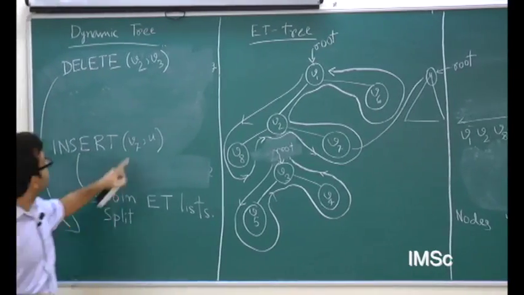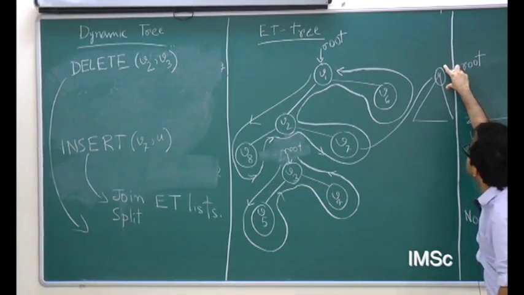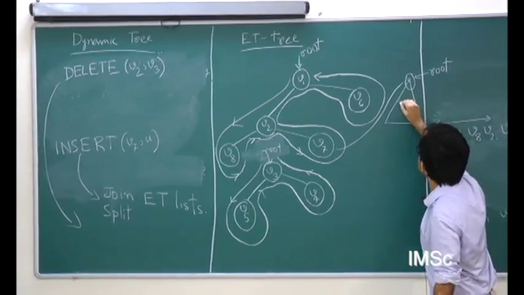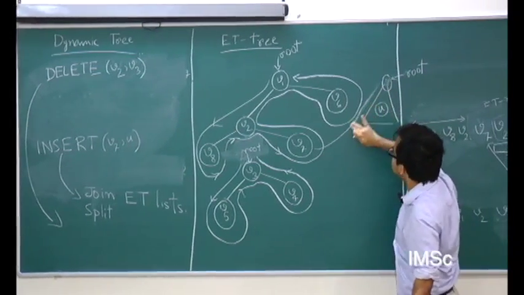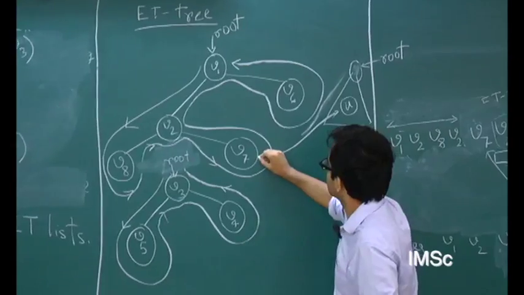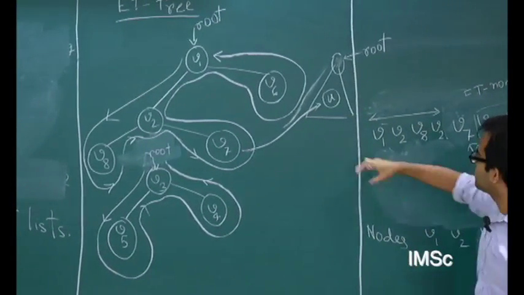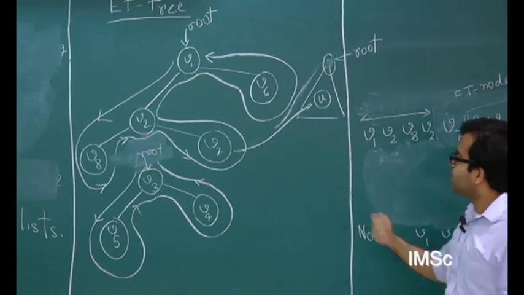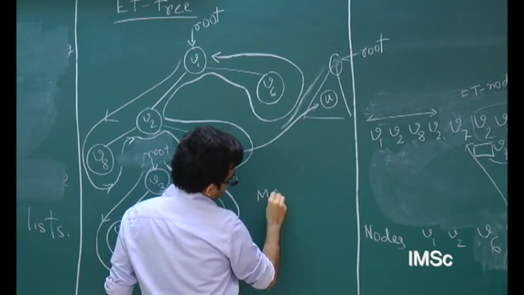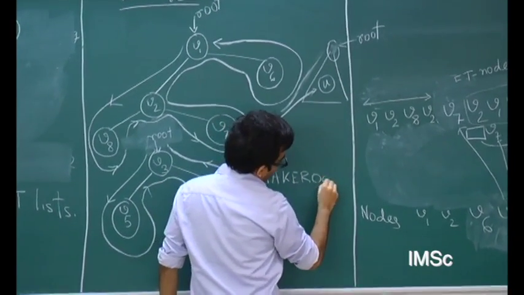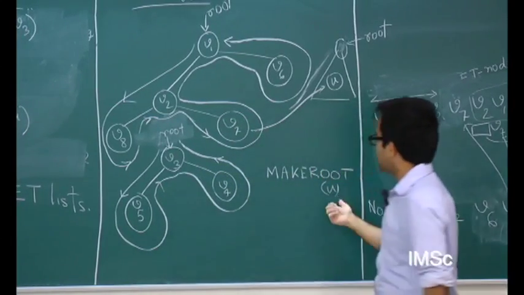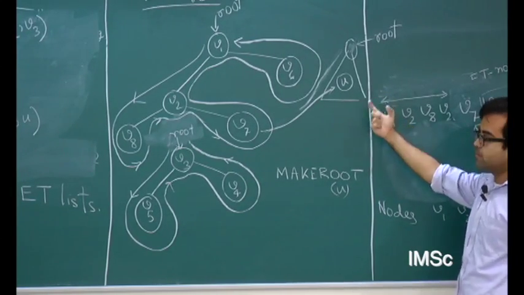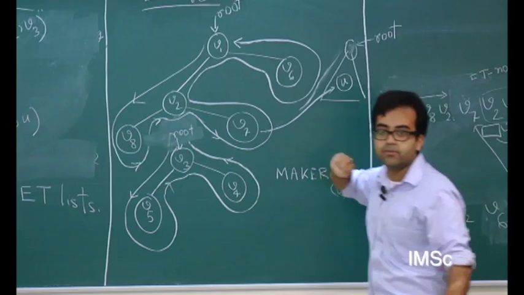that here in insert, I just assumed that u is the root. What if u was not the root? So, what if u was here, say? This was the root, and the insert operation said this. Then of course, we cannot join the Euler tour of this tree, right? So, we need to support one more operation, and that operation will simply be make root. So, when you call make root u, it looks at the tree containing u and makes u the root of the tree and just adjusts the Euler tour so that it starts at u.